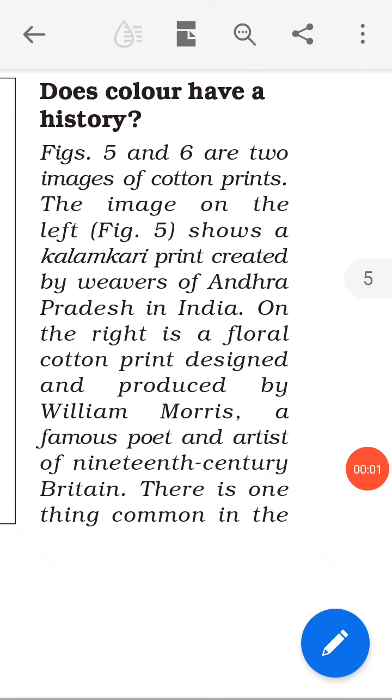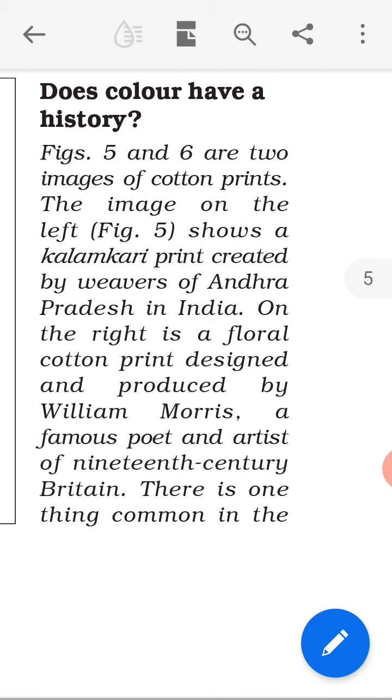Now students, see page number 30 once again. I am reading this paragraph. Does color have a history? So try to understand. Figures 5 and 6 are two images of cotton prints.